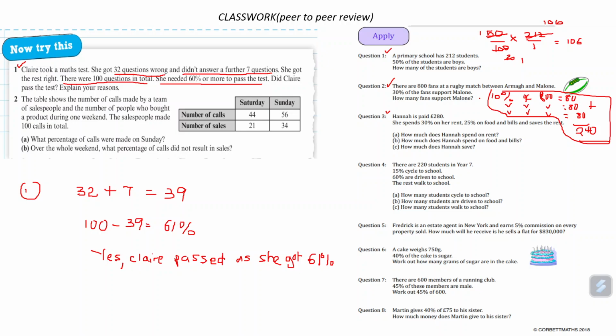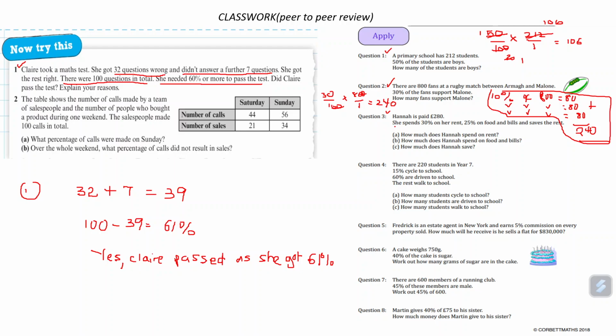Or better still, we can solve it this way. 30% supports. So that will be 30 out of 100 times 800 over 1. So the 0 will cancel out this. You are left with 30 times 8, which is 240. You can see I've shown you two ways of solving this. It's either you use this format, or this. Whichever you feel is much easier, please go with it as long as the answer is correct.